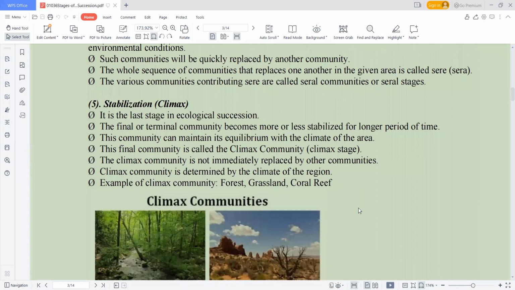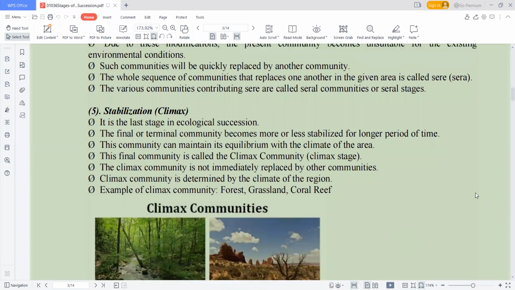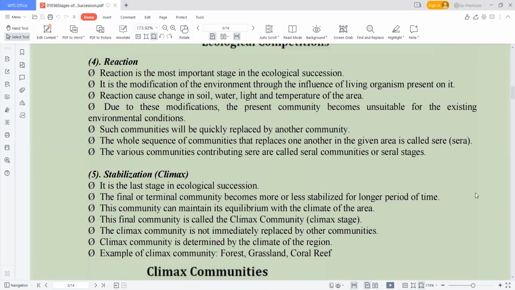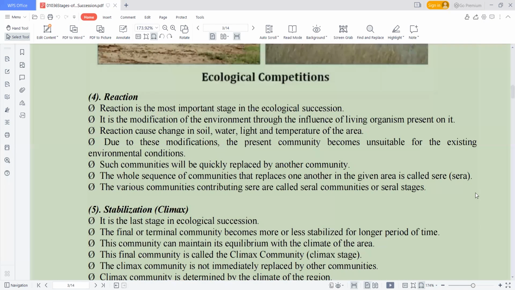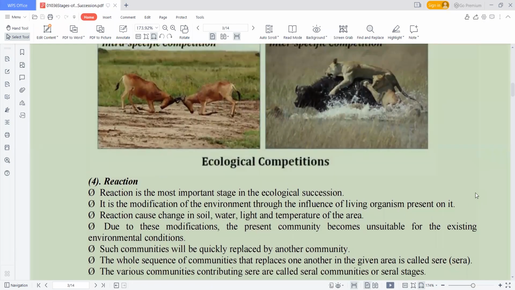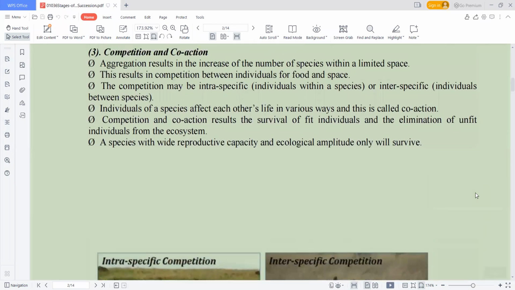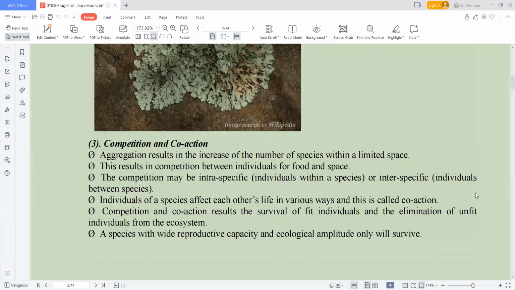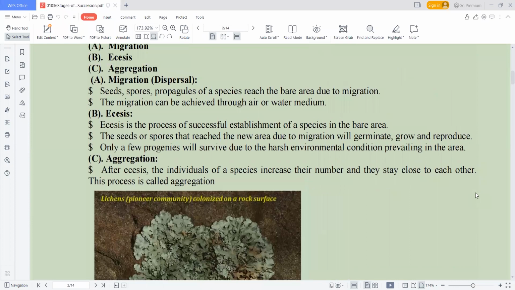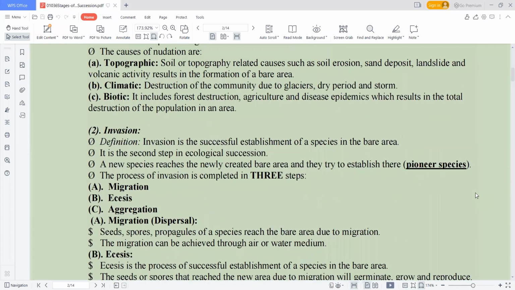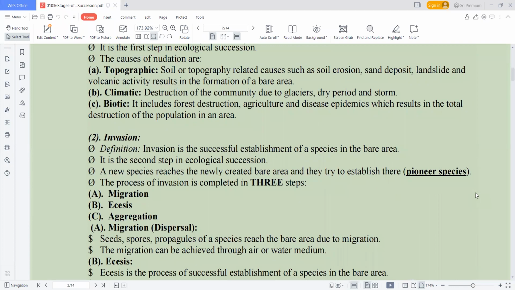So these are the processes of ecological succession. The first step in ecological succession is nudation, that is, the formation of a bare area. The formation of a bare area is due to biotic factors, climatic factors, or soil factors, such as changes in the composition of the soil, soil erosion, sand deposits, landslides, or volcanic activity. Due to these, a bare area will form.